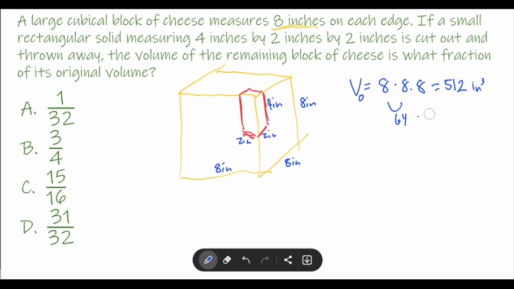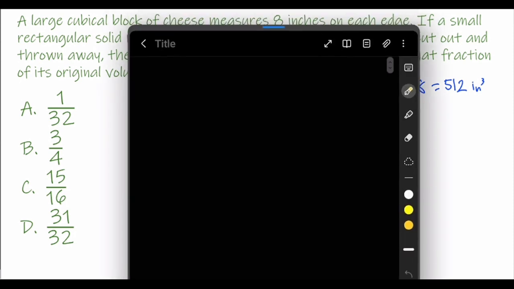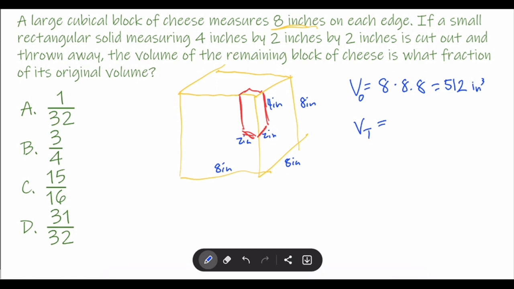All right, and then the one that is being thrown away, we'll name it thrown. So 4 times 2 times 2, which is 8 times 2, is 16. So this is what is being removed.